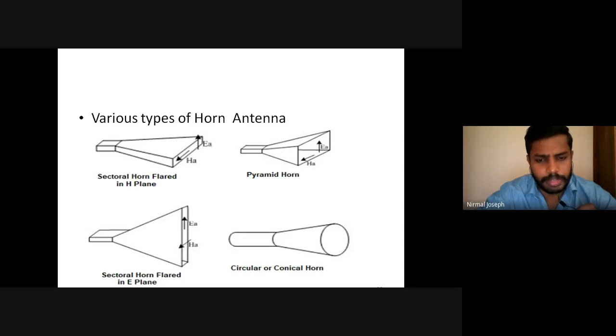Conical horn antenna means the waveguide was circular. Here you can see the waveguide is rectangular, and in all these cases the waveguide is rectangular. If the waveguide is rectangular, we can have an H plane horn antenna, or sectorial horn flared in H plane, the sectorial horn flared in E plane, or flared in both, which is pyramidal. These three categories are possible if the waveguide is rectangular. But if the waveguide is circular, it has to be a conical horn antenna.